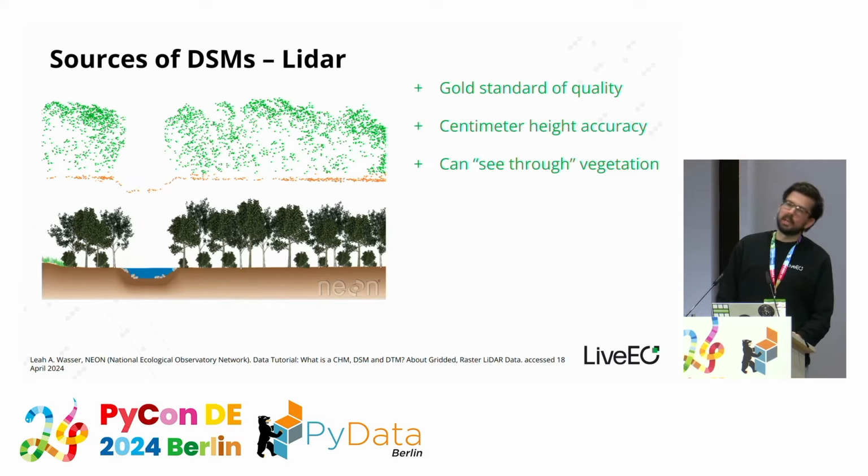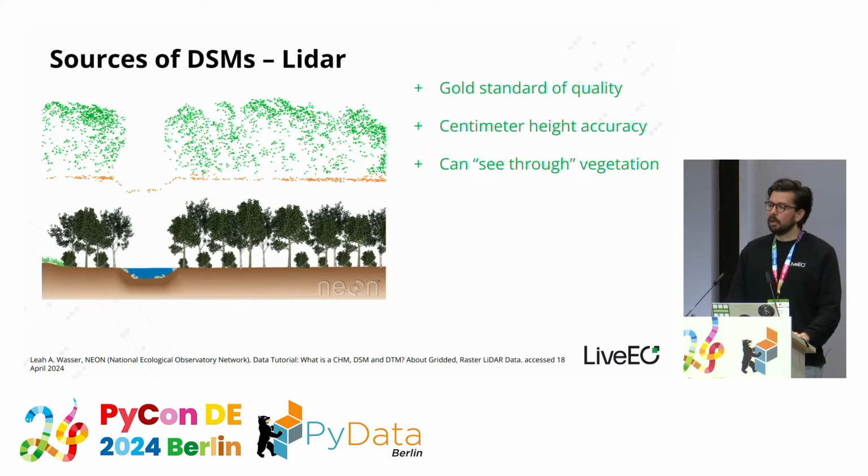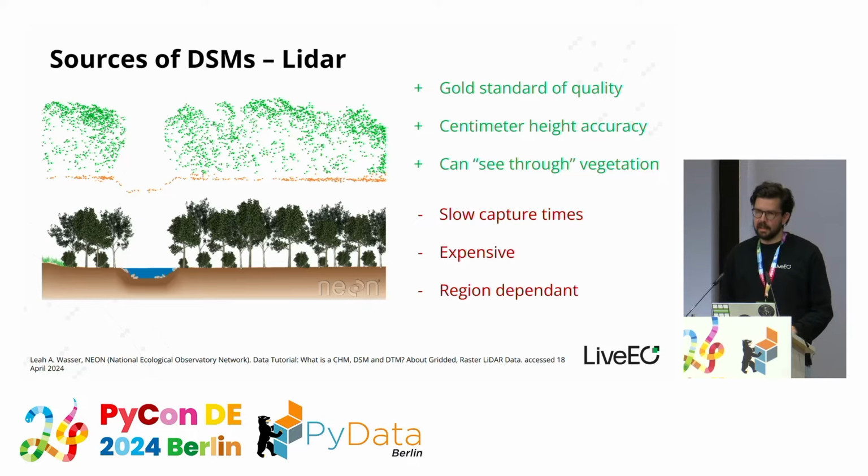So there are a couple of great things about LiDAR. It is basically the gold standard for quality. You can get up to centimeter height accuracy. And you can see through the vegetation, so you can get a model of the vegetation and the ground below it. However, there are also a bunch of downsides to LiDAR.